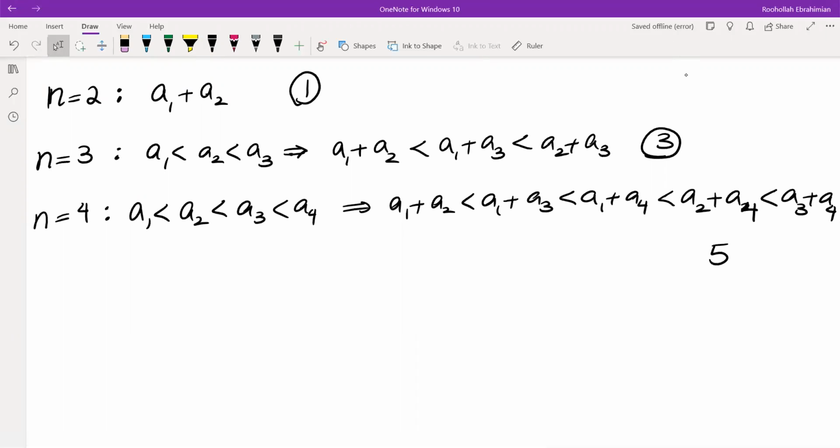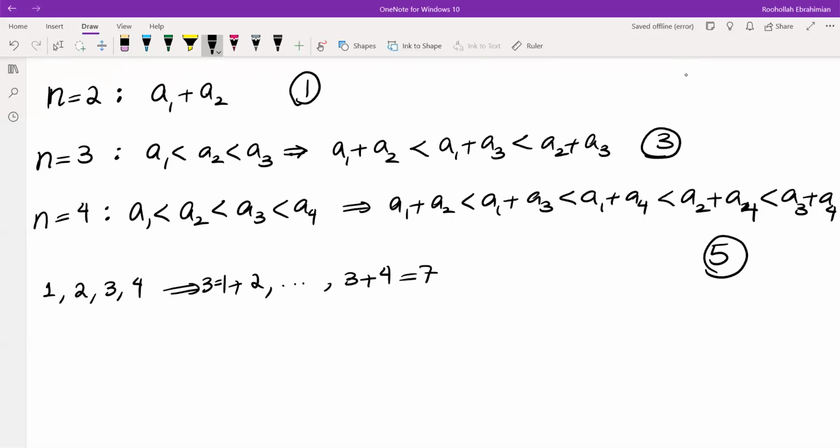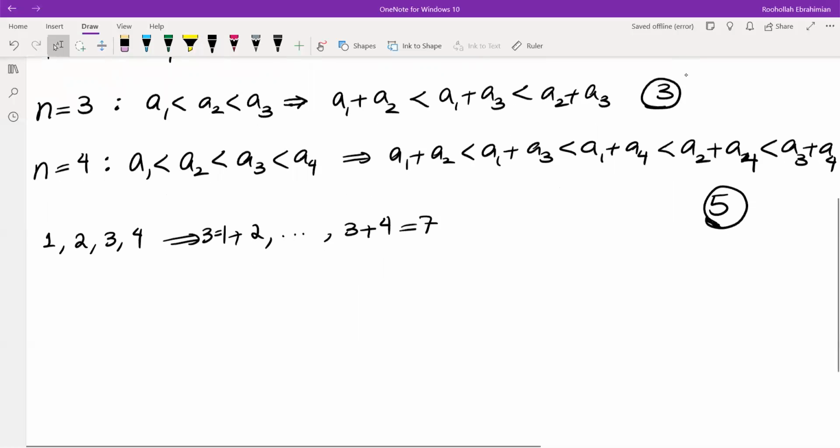If you think about this, if you take things like 1, 2, 3, 4, then the sums would start from 1 plus 2. That's the smallest sum, which is 3, and the last one would be 3 plus 4. So it goes from 3 to 7, and that in fact is 5 numbers. Okay, so the answer for n equals 4 is 5. If I look at n equals 5, I would be able to find a similar story.